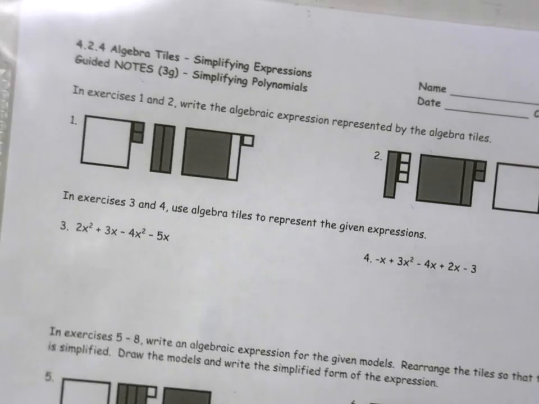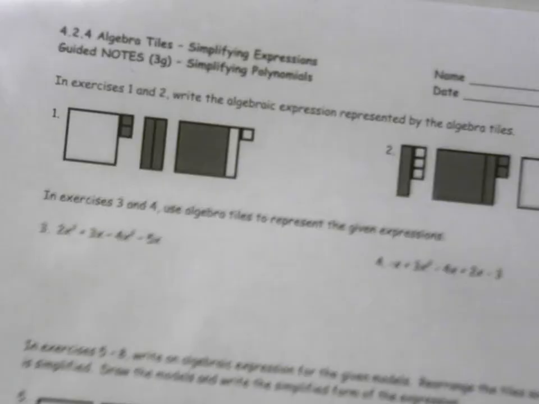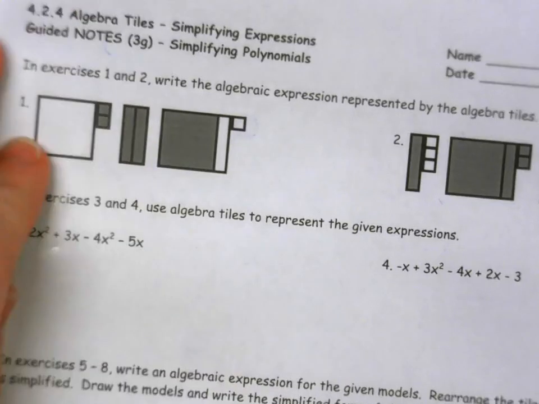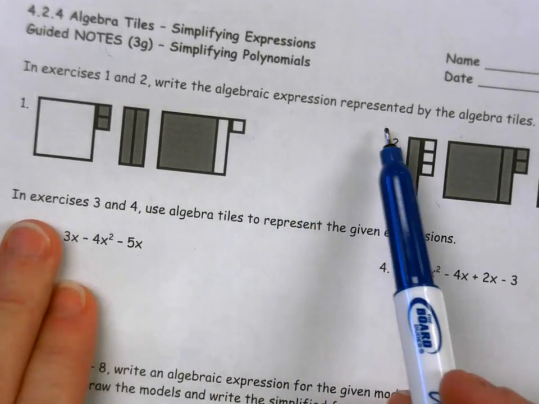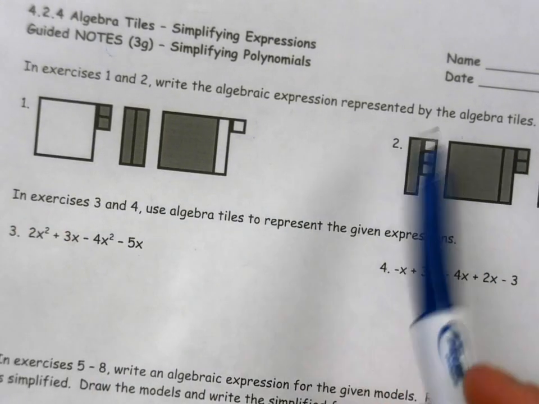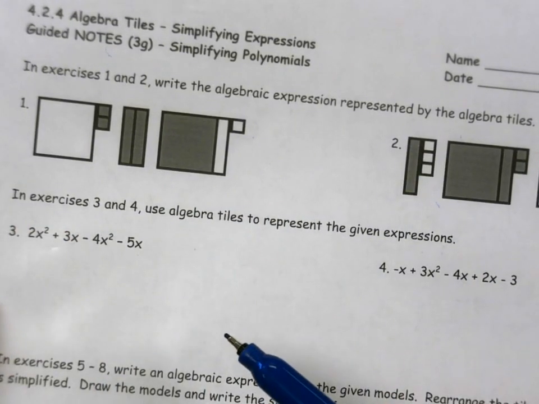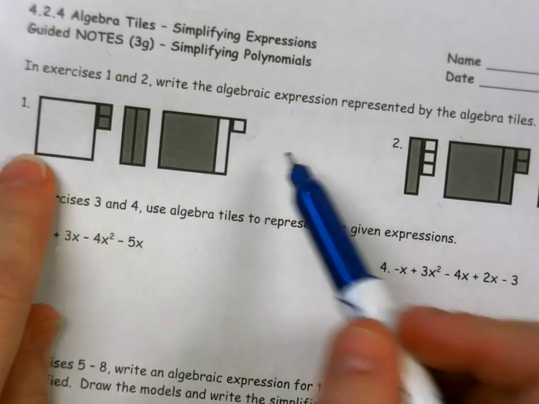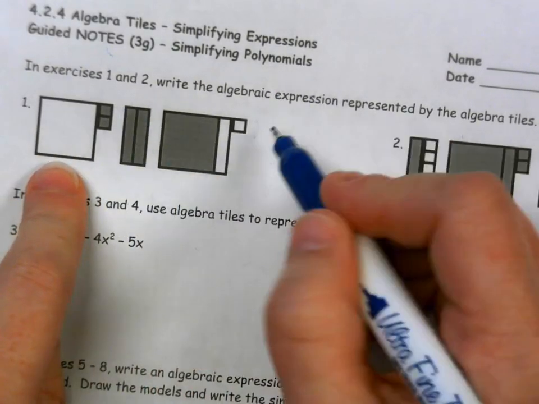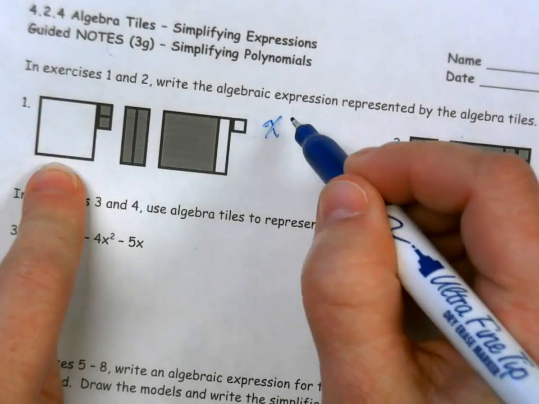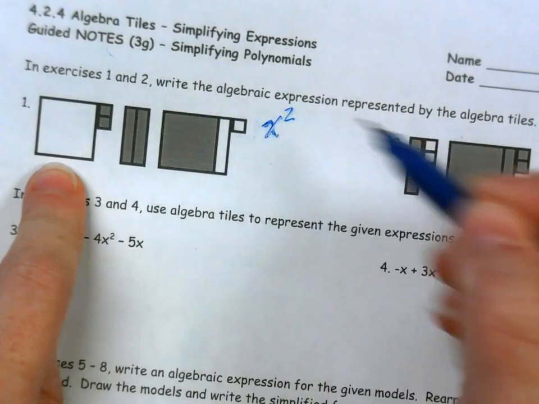Okay. So this very first one right here. Logan, you want to do this? Okay. So it says, write the algebraic expression represented by the algebra tiles. Okay. So let's write it out first with what we see here. So what do we see here? X squared. Yeah. So 1 x squared. Okay.